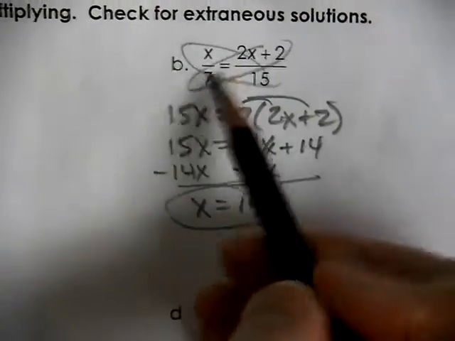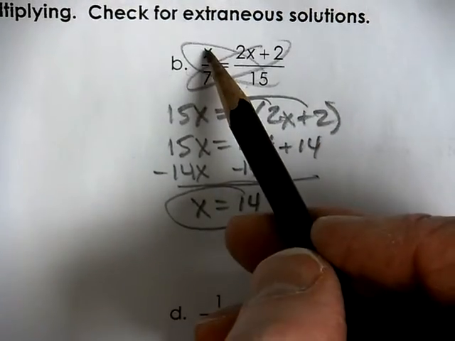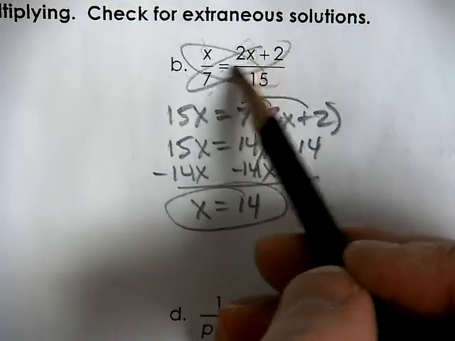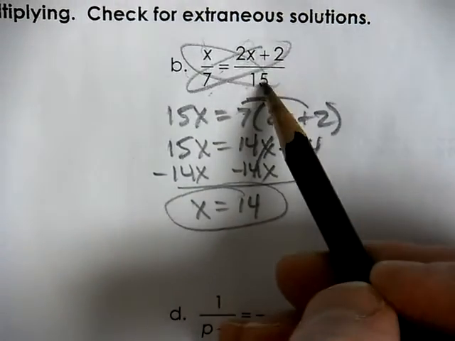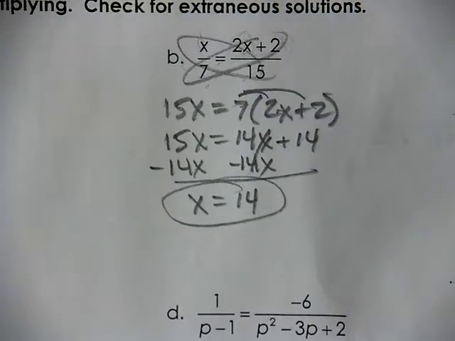And when you plug x equals 14 into here, you would have 14 divided by 7, which is 2. Over here, you'd have 28 plus 2, which is 30 over 15, which is 2. So 2 equals 2. You can check your work with solving equations. You'll know if your answers are right or not if you take the time to check them.